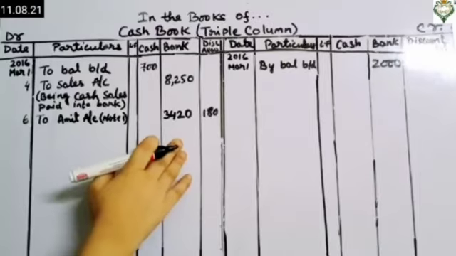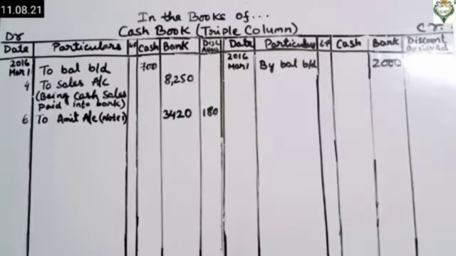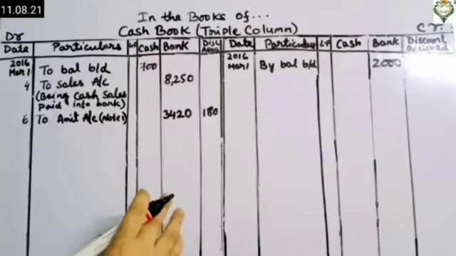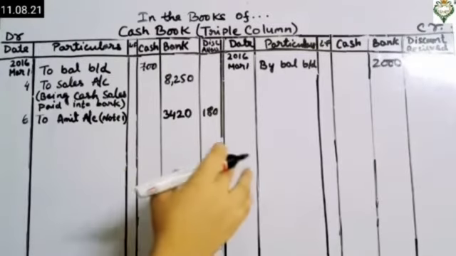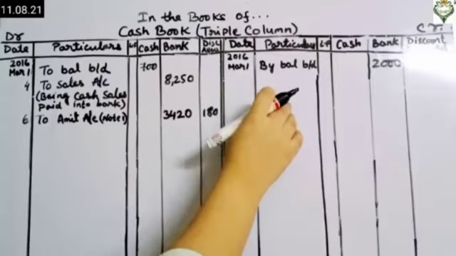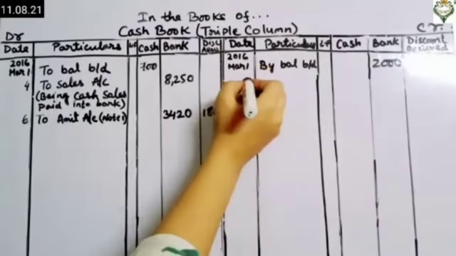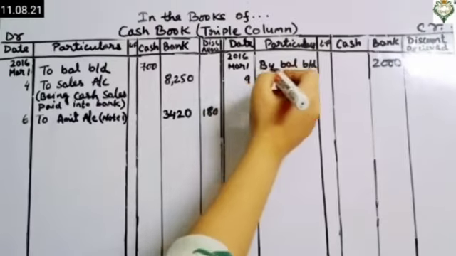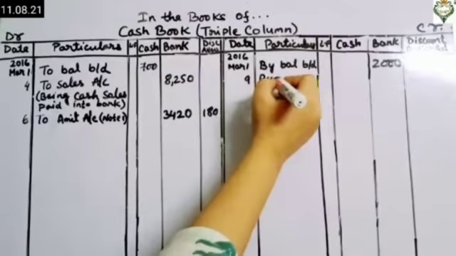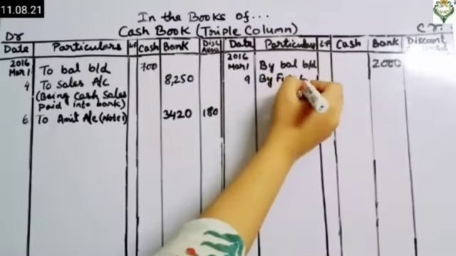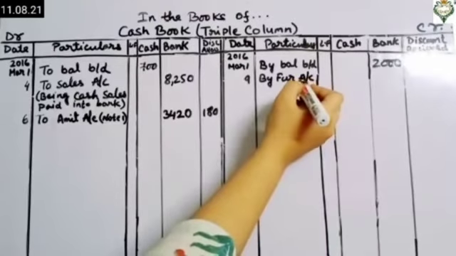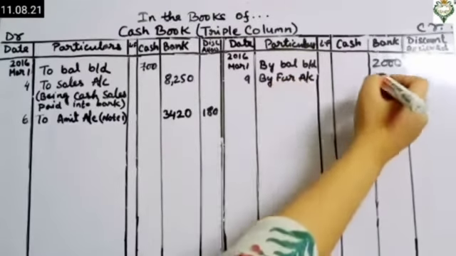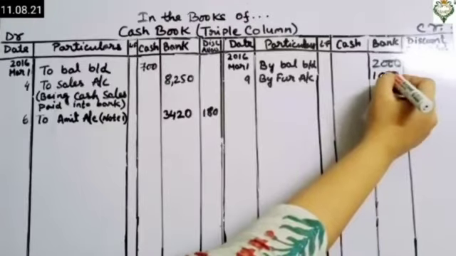Now come to the next entry. It is done on 9th March, that is purchased furniture and paid by check. So purchased furniture, that we have to record at the credit side. We will write 9 because the transaction has been done on 9th March. Purchased furniture, so we will record by furniture account, and the amount is rupees 1000.